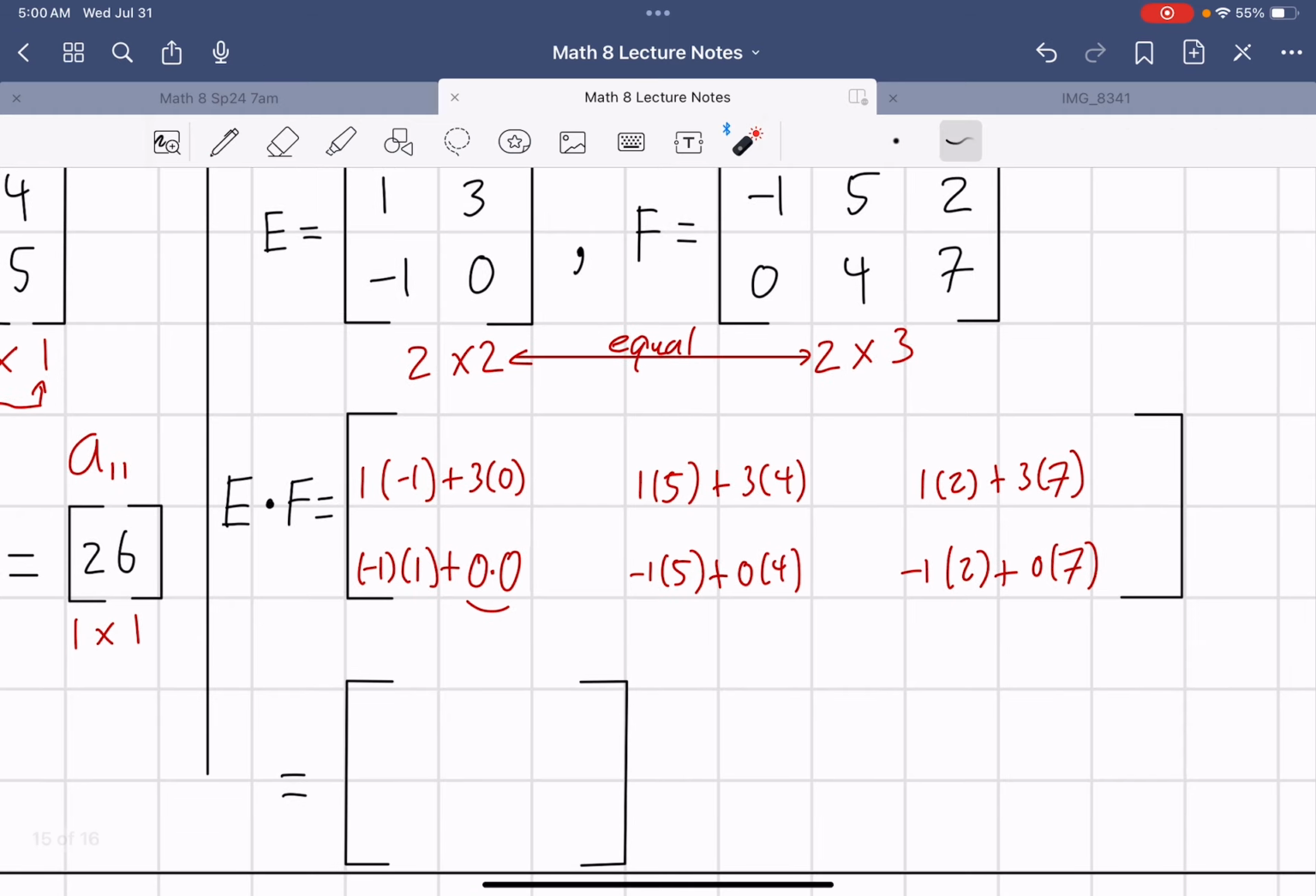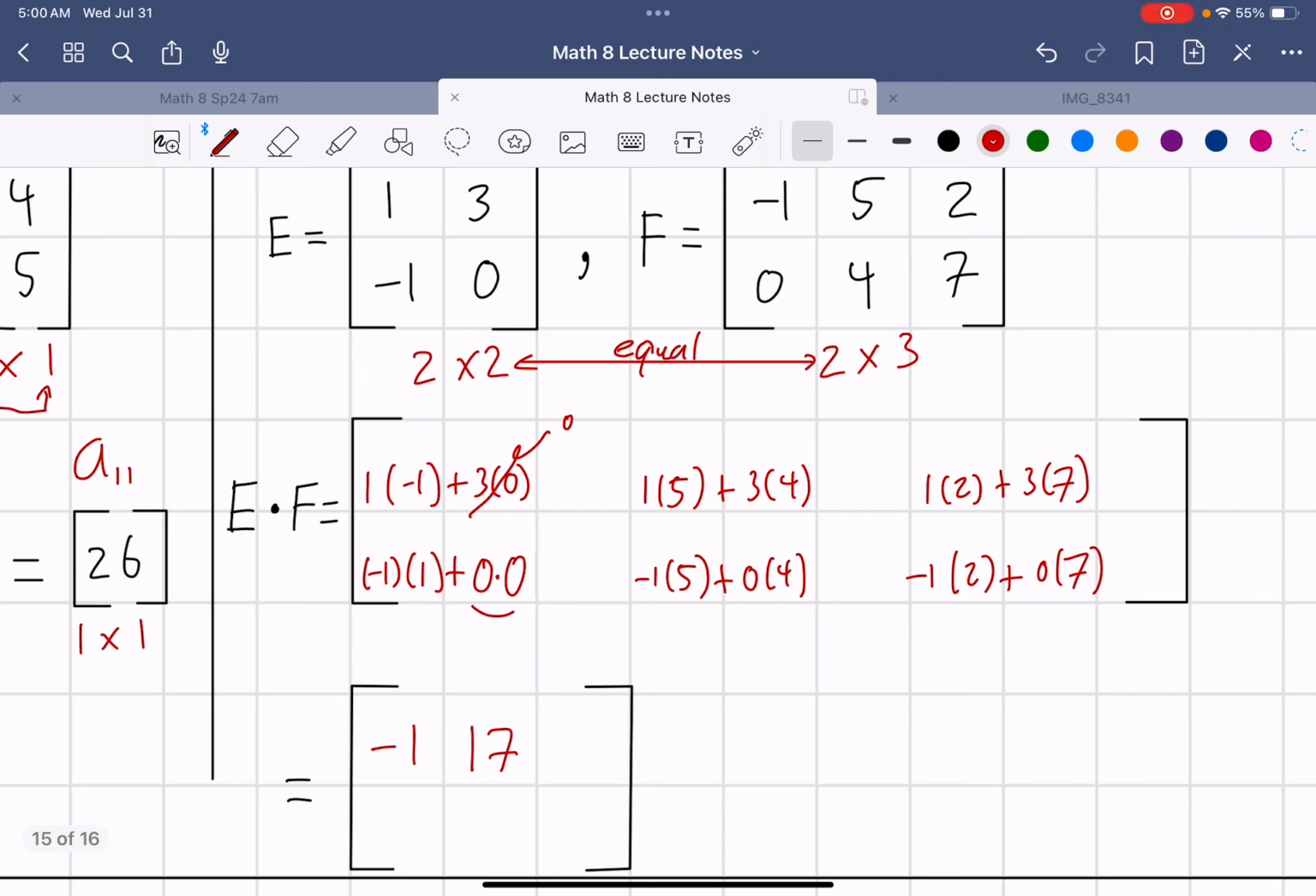So I have to multiply and add. Of course, 3 times 0 is 0, so this gets canceled. And then 1 times negative 1 is going to give us negative 1. 1 times 5 is 5. 3 times 4 is 12. 12 plus 5 is 17. And then 1 times 2 is 2, plus 3 times 7 is 21. 21 plus 2 is 23.